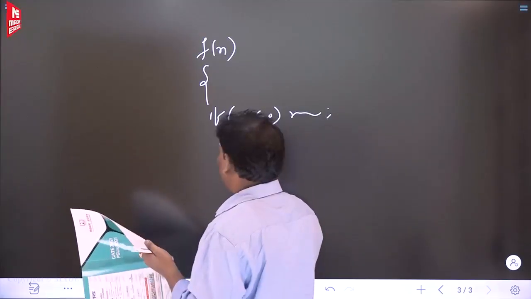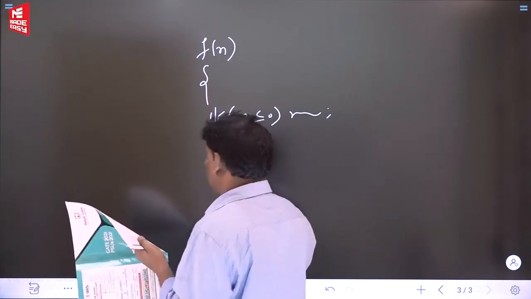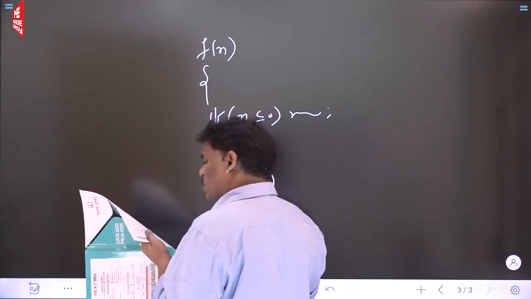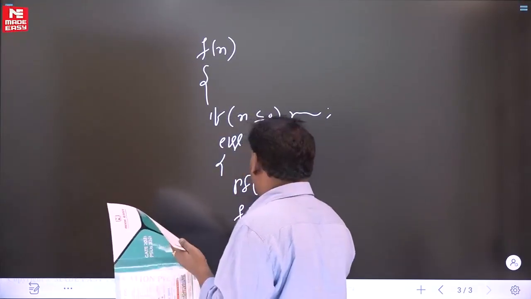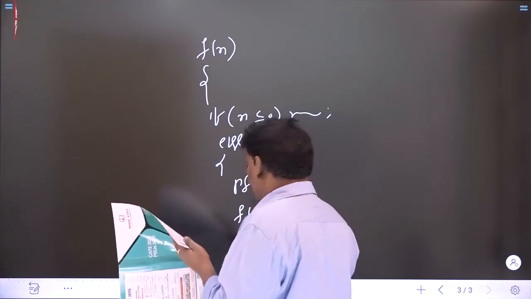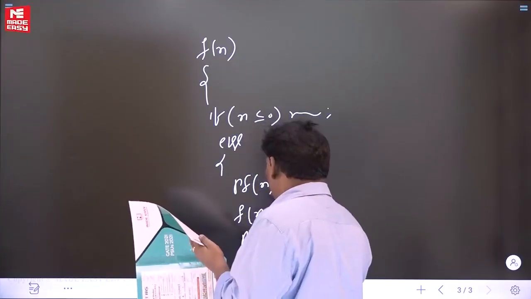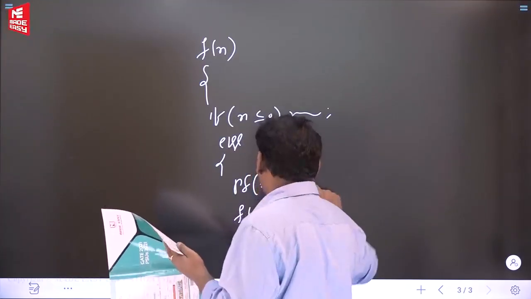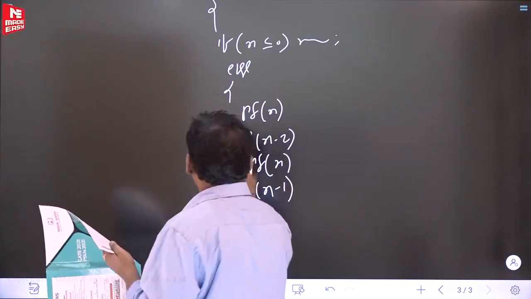Else, what is the first one? Printf n. What is the second one? F of n minus 2. What is the next one? Printf n. What is the next one? F of n minus 1. End of this.